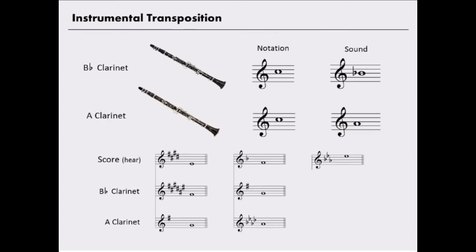Finally, think about a score in the key of E flat. On a B flat clarinet, it would be in the key of F, but on the A clarinet, it would be in the key of G flat. Most players would definitely rather play in F.